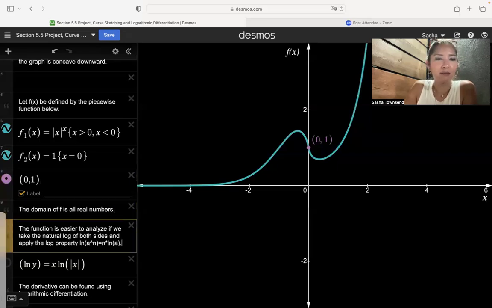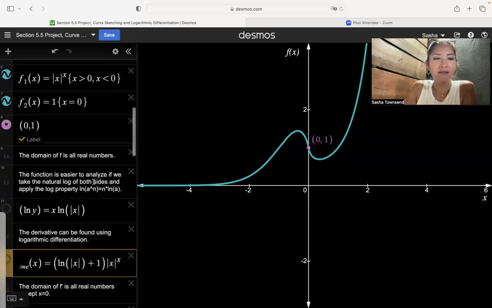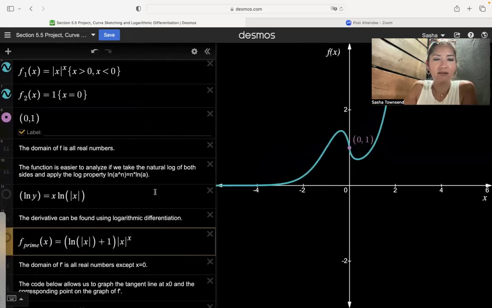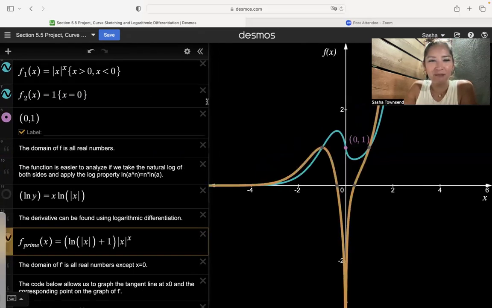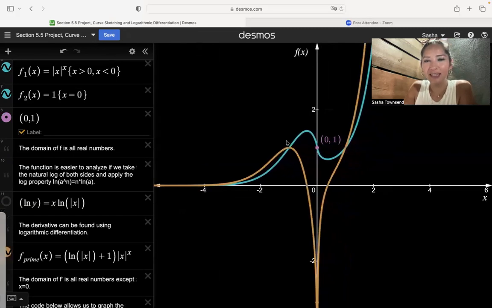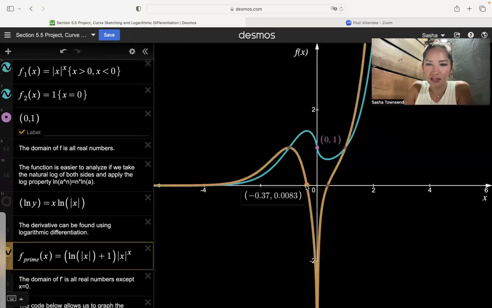And then we said, okay, let's compute the derivative by taking the log of both sides and using logarithmic differentiation. We found this to be the derivative. Isn't that pretty? We said the zeros of the derivative are the x values where the original function has relative extrema. So if we look at this, we see that the derivative has a 0 at negative 0.367, sorry, and positive 0.367.